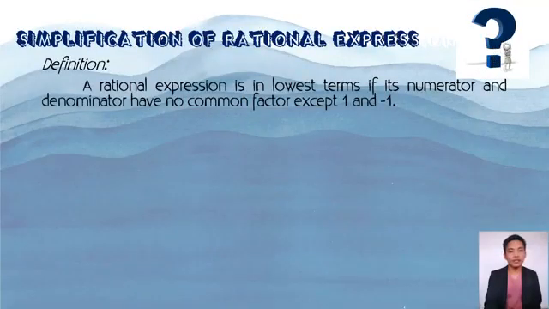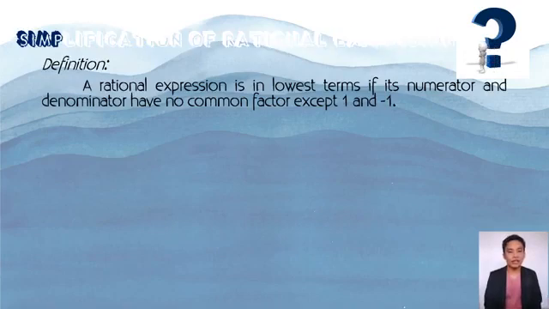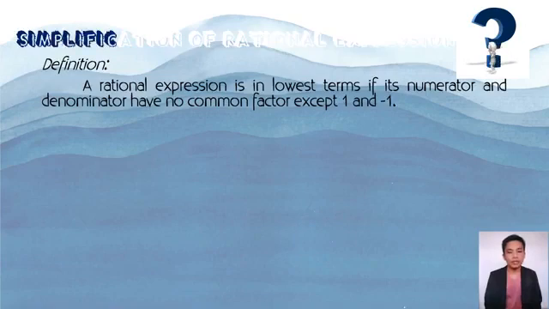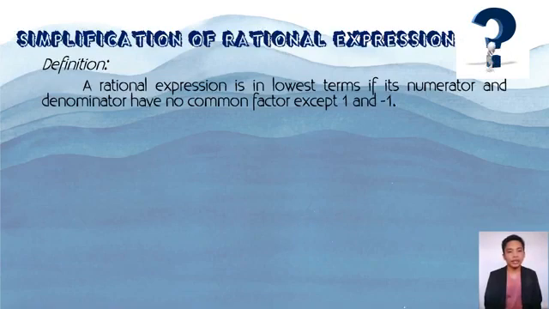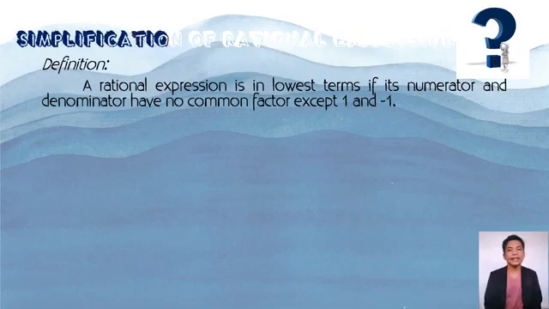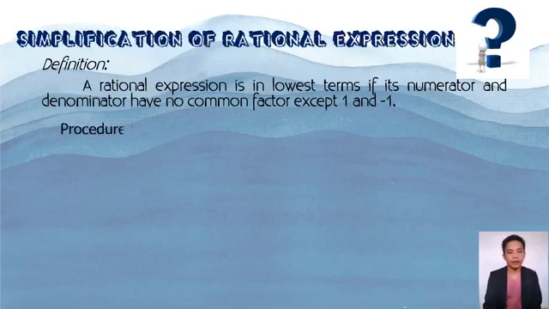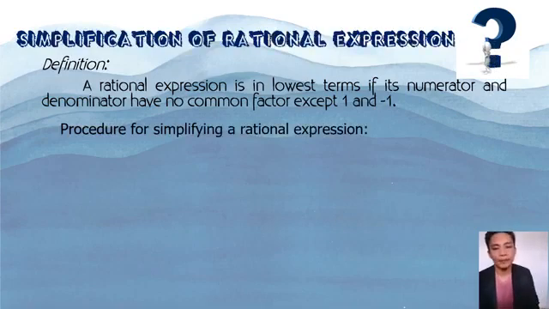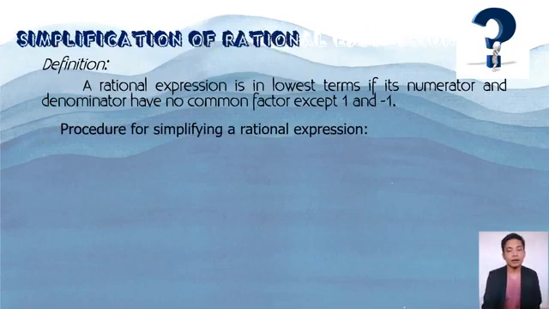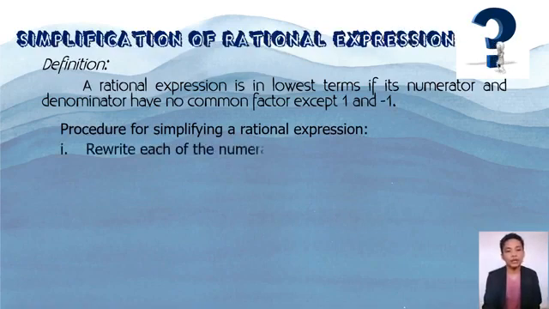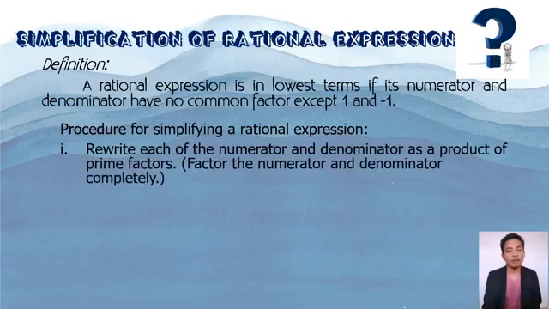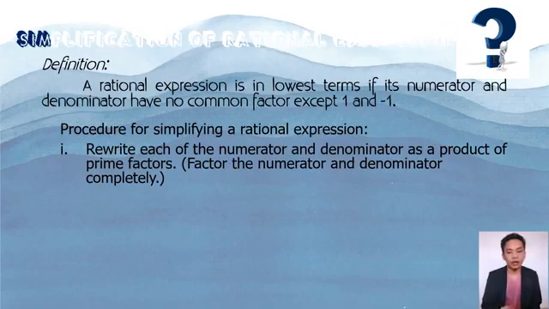Okay, so we're going to proceed with the simplification of rational expression. Okay, so you have the definition. A rational expression is in lowest terms if its numerator and denominator have no common factor except 1 and negative 1. Okay, so the procedure for simplifying a rational expression. Okay, so this is the process of simplifying rational expression. First, you have to rewrite each of the numerator and denominator as a product of prime factors, or that is just the same as factor the numerator and denominator completely.